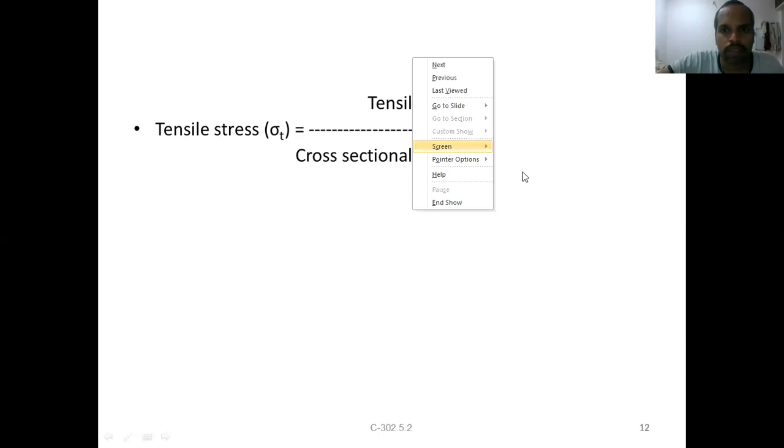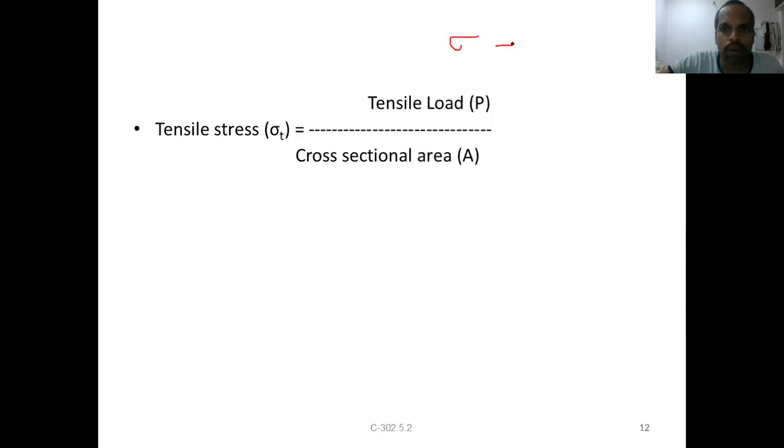Where has this come from? Already we know that stress is equal to how much? What is the formula? P by A. We have already discussed this in the previous class. Stress, sigma, is equal to P by A. Load by area.